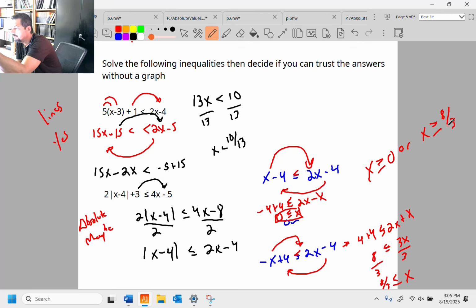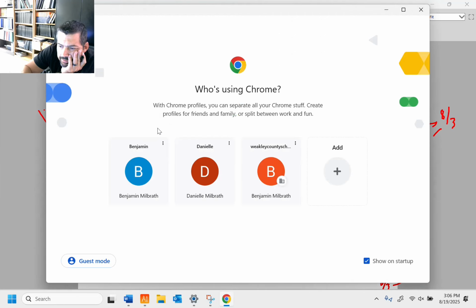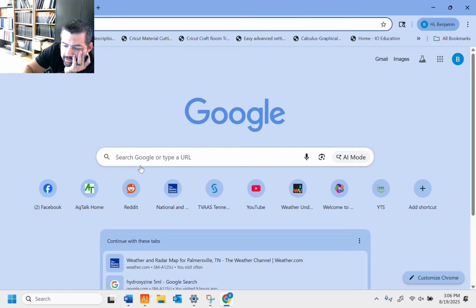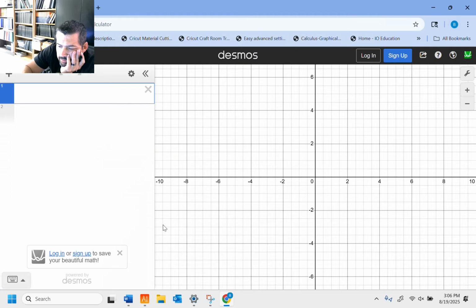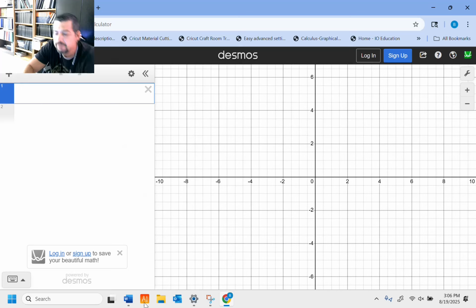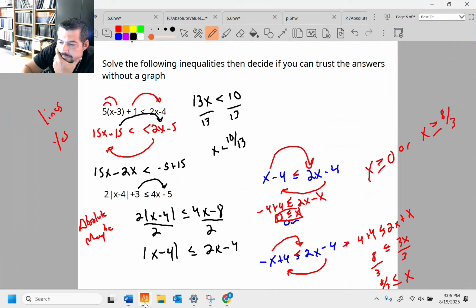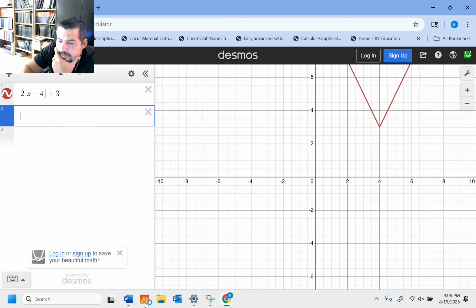Are they right? Now, probably. Let's just see. So, I don't feel like graphing these by hand. I'm going to go to a site called Desmos. You should have been there by now in your academic career. If you haven't, I just don't know what's going on. The original inequality was, left-hand side was two absolute values of x minus 4 plus a 3. That was the left-hand side. Right-hand side was 4x minus 5.